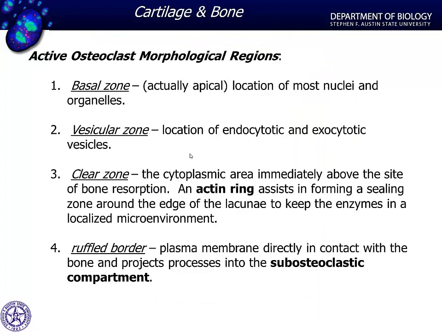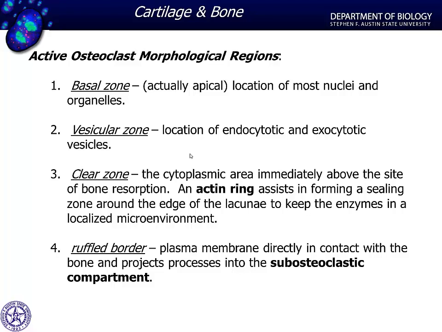Now, when we look at the osteoclast, especially on that basal area beneath the osteoclast and just adjacent to the bone, we can identify different regions of that particular cell. So first, we're going to see that we have a basal zone. Now, although we're talking basal zone, I want you to understand that we're really talking about the floor of the cell itself. And this is where you're going to find the nuclei and the organelles.